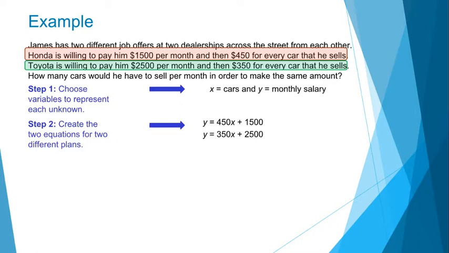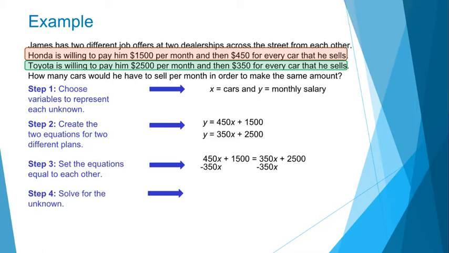So step 3, set the equations equal to each other. And then step 4, we're going to solve. So I want all my x's on the same side. So I'm going to subtract 350x from both sides. Now I want to get my x term all alone, so I need to get rid of that 1500. So I'm going to subtract 1500 from both sides. Now I have 100x and I want x by itself. So I'm going to divide both sides by 100 and get x equals 10.